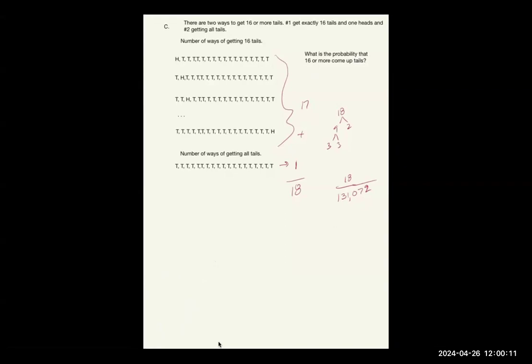So I divided the top and bottom by 2, and I got 9 over 65,536. All right, now the only thing that divides into 9 is 3. So I have to just make sure that this number is not divisible by 3. Let's try to divide it by 3 and see what we get. And I get a decimal answer. So this is completely reduced as it is.